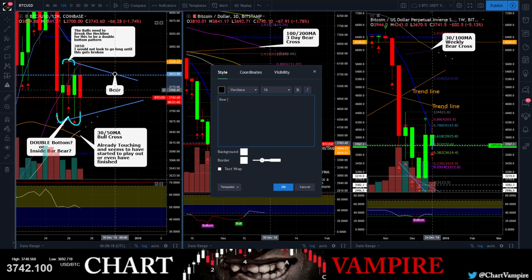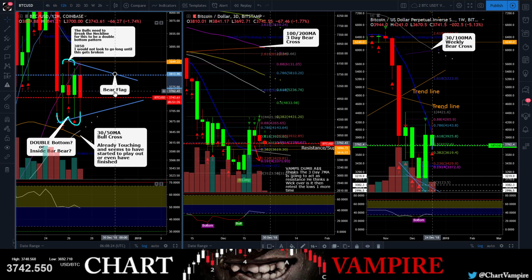bear flag, right? So bear flag, so we got this bear flag here. So we just basically created a big bear flag, just bouncing around inside this channel. This is just ranging top to bottom here. Now we had this bull cross, and it just got completely slapped down right here by the 100, 200 MA 3-day cross.